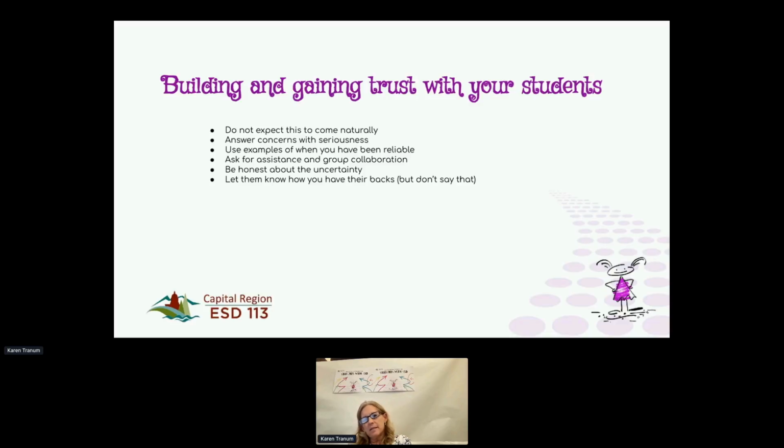Don't expect them to come naturally. They might not be able to do it on their own. You may need to prompt them. If you can use examples to a kid of when you've been reliable, do you remember that one time that we had a fire drill and I got you all out in time, and our principal said how good our class was? Give them examples that they can visualize of when you have been trustworthy, because these are not kids that naturally trust people, not even their parents sometimes.